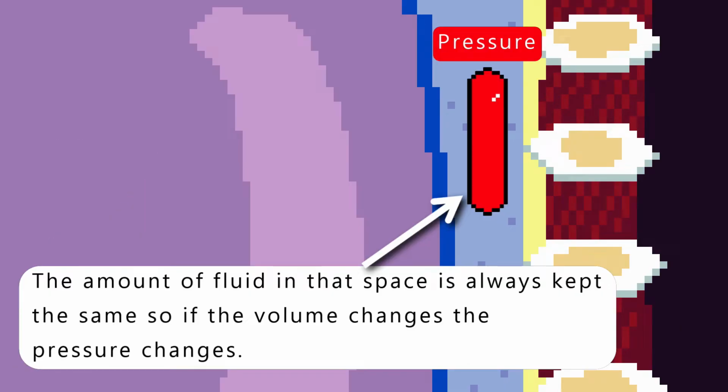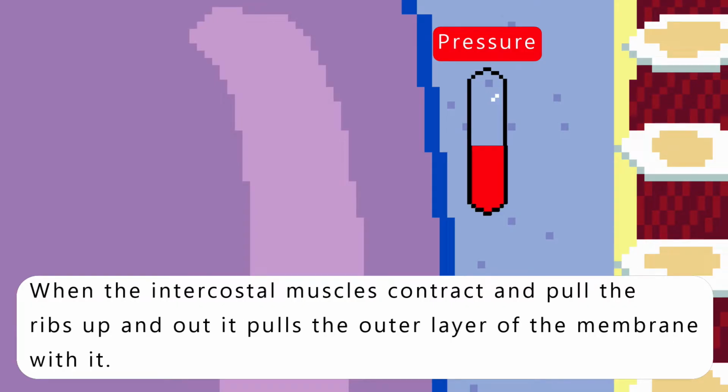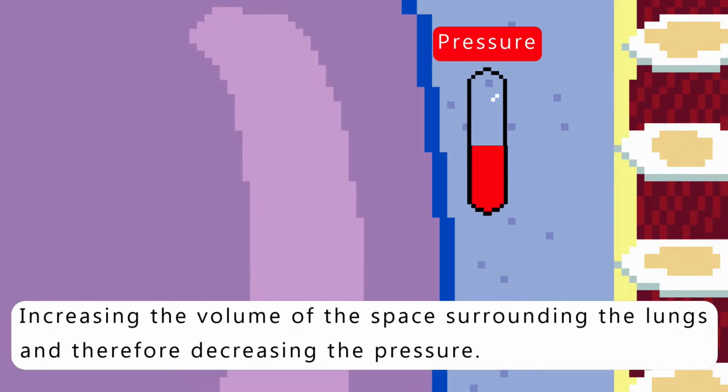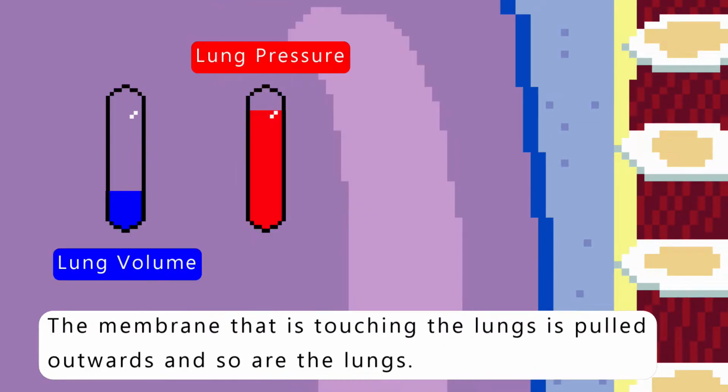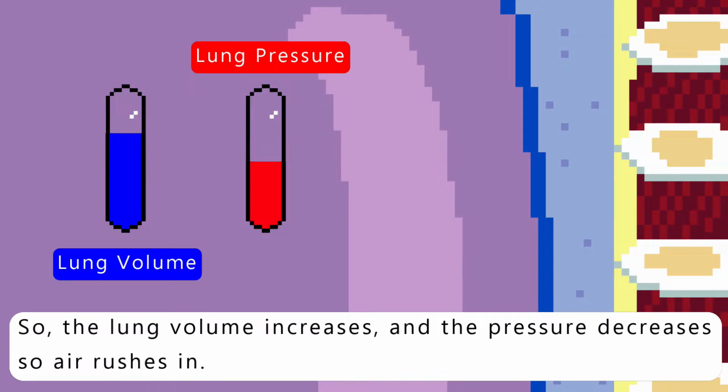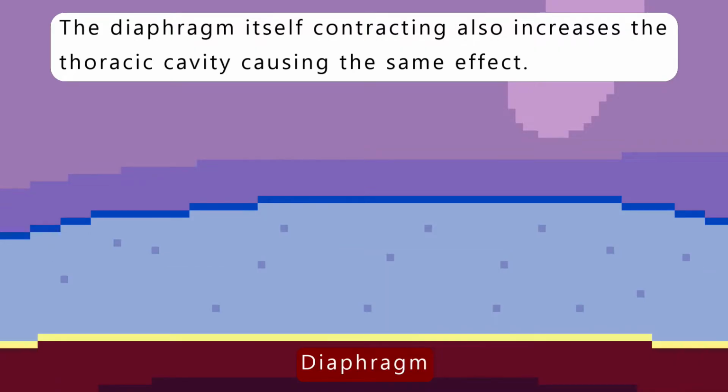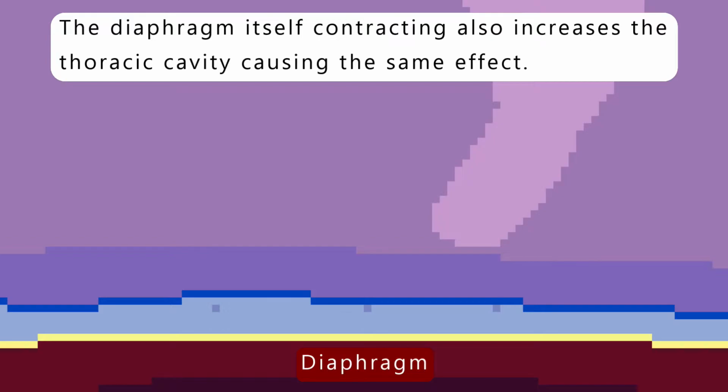The amount of fluid in that space is always kept the same, so if the volume changes, the pressure changes. When the intercostal muscles contract and pull the ribs up and out, it pulls the outer layer of the membrane with it, increasing the volume of the space surrounding the lungs and therefore decreasing the pressure. The membrane that is touching the lungs is pulled outwards, and so are the lungs. So the lung volume increases, and the pressure decreases, so air rushes in. The diaphragm itself contracting also increases the thoracic cavity volume, causing the same effect.